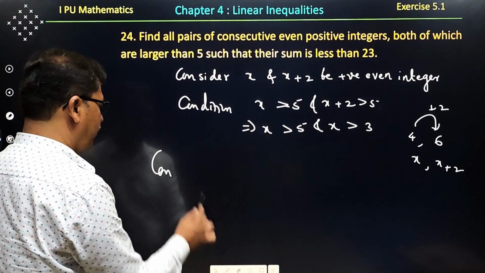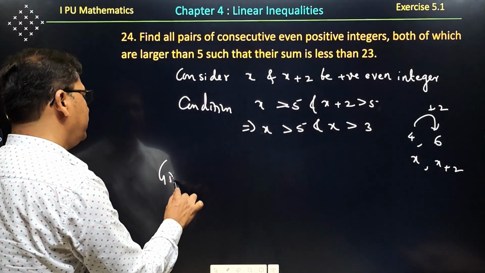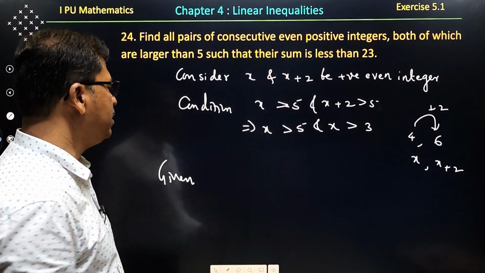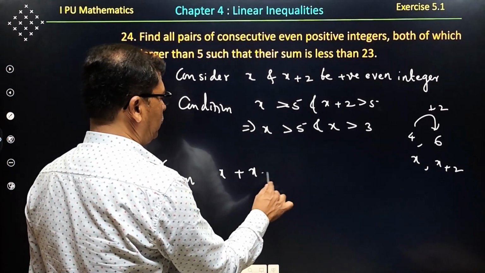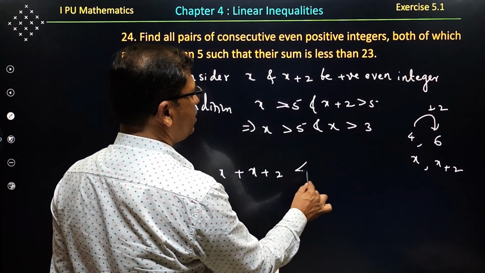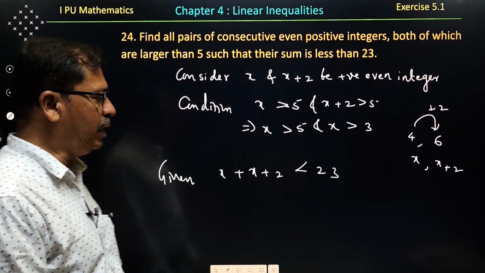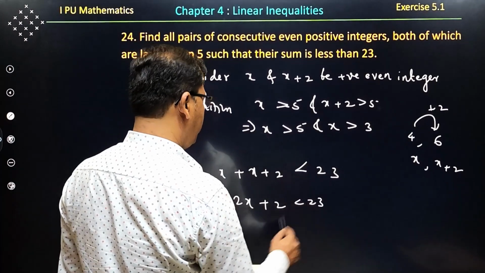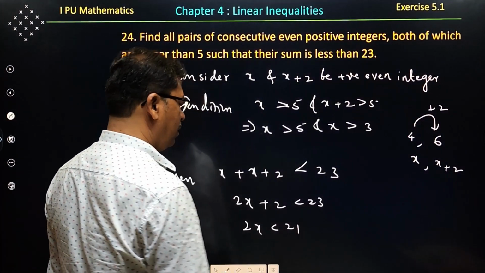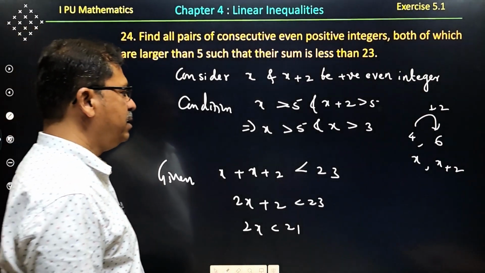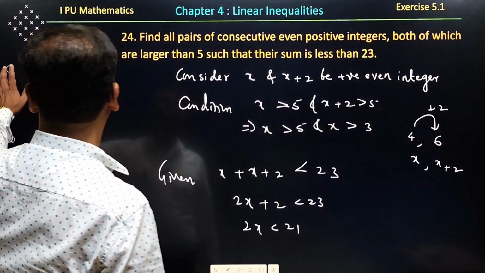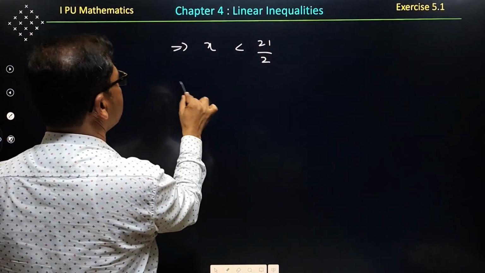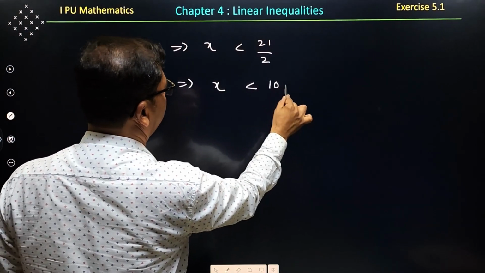Use the given condition: their sum is less than 23. Their sum means x and x plus 2, add, this is less than 23. So 2x plus 2 is less than 23, which means 2x is less than 21. It means x is less than 21 by 2, which is nothing but x is less than 10.5.